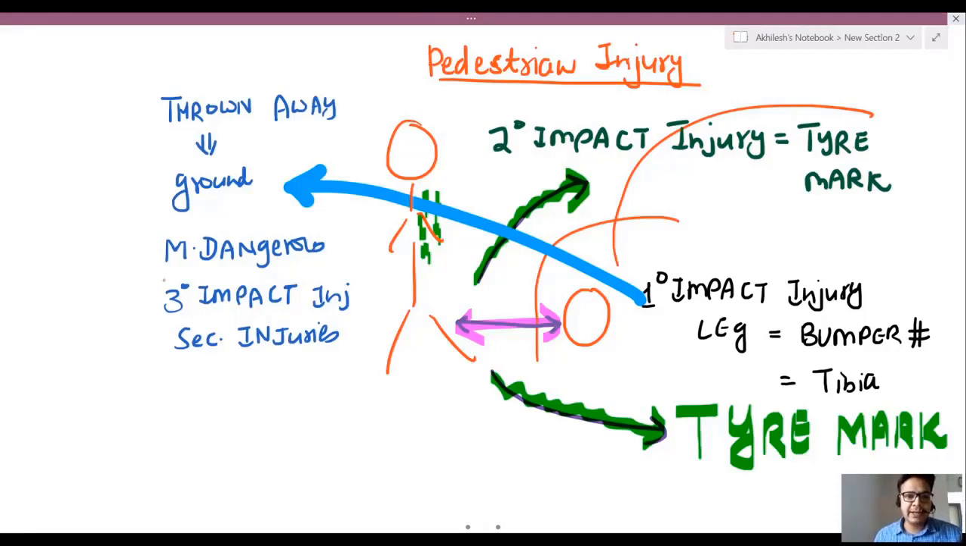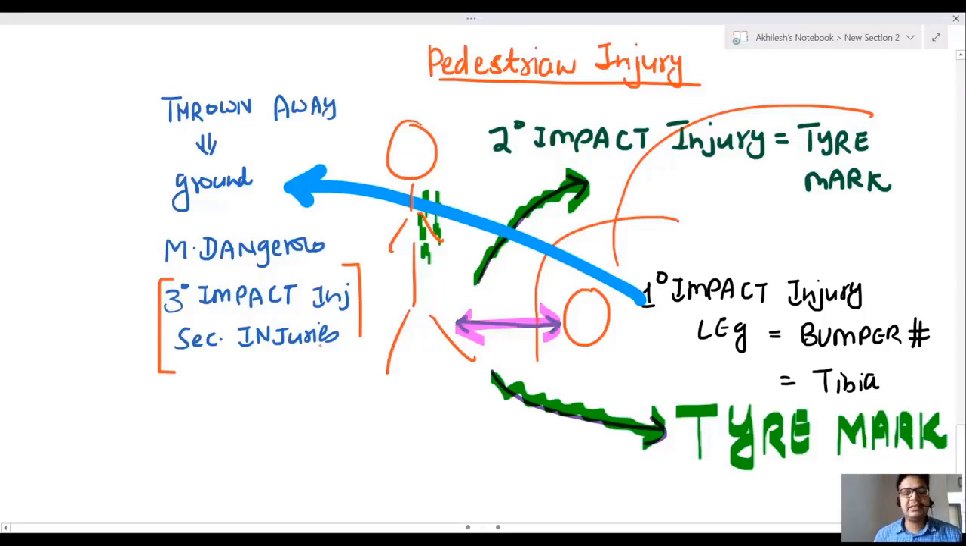Why tertiary impact injuries are known as secondary injury? Sir, primary impact is different, secondary impact is different, tertiary impact are known as secondary injury because these are not by vehicle. Anyway, sir, these are the type of injury we have.